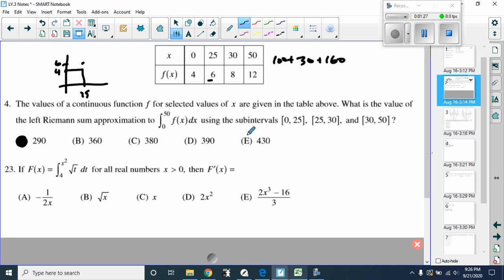Number 23 defines f of x as the integral from 4 to x squared of root t dt. To find the derivative of an integral like this, we take the x squared and we plug it in for t. So we get square root of x squared. And then we need to multiply by the derivative of whatever we plugged in. X squared is correct.